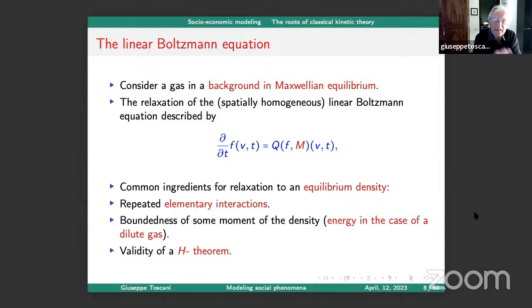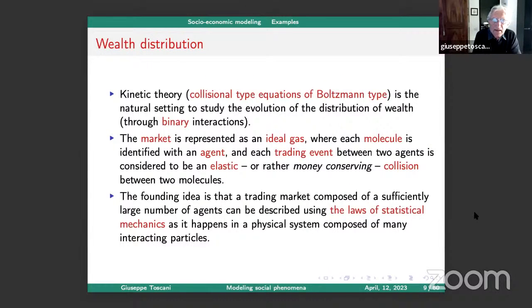And then clearly, this is the picture that you have when you have particles of a dilute gas that are colliding in a binary way or in a linear way. And then if you change the picture, you have a different equilibrium. So for example, the first application outside the classical case of dilute gases, which has been made by kinetic theory using collisional type equations, is the natural setting in which you have studied the distribution of wealth in a society. And so here you simply change the name of what you are studying. Instead of an ideal gas, you have a market.